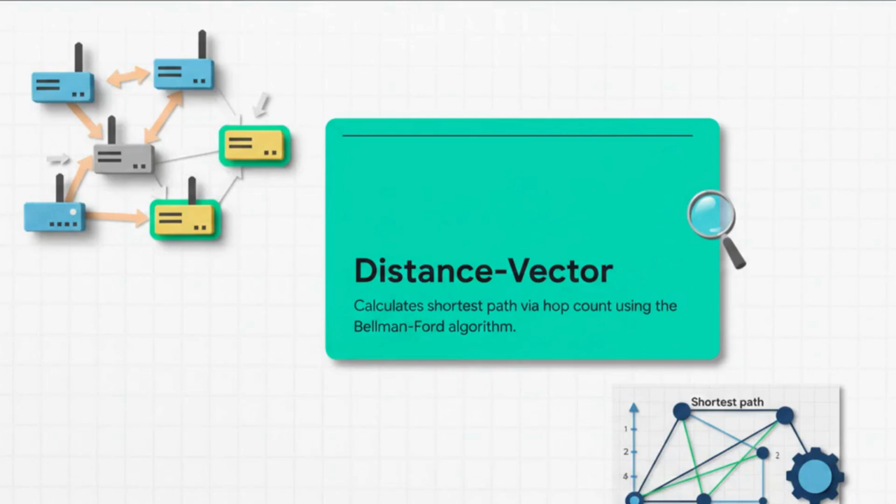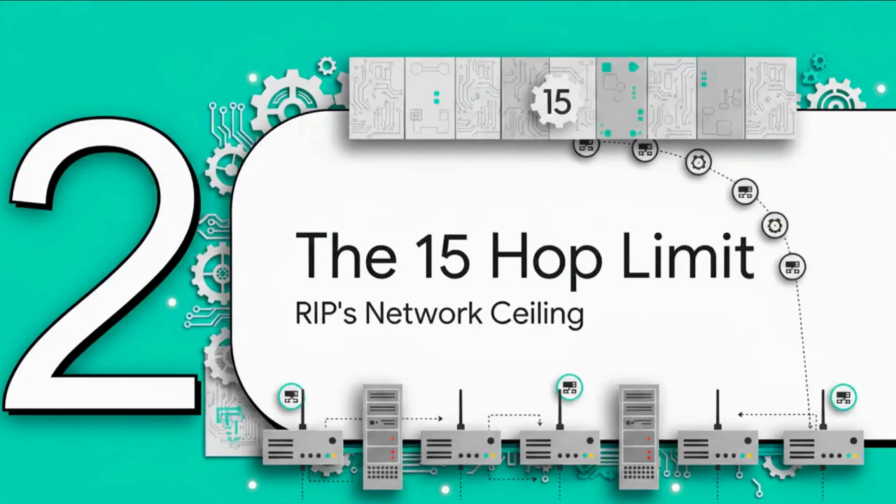To really understand how this interior gateway protocol ticks, we have to look at its core logic, the distance vector algorithm. Powered by the Bellman-Ford algorithm, it calculates the absolute shortest path based entirely on hop count. It's just counting the number of routers a packet crosses. That's it. It completely ignores how fast or slow those actual connections are. For RIP, the path with the fewest routers is the winner every single time. And that perfectly sets up Section 2, the 15 hop limit.